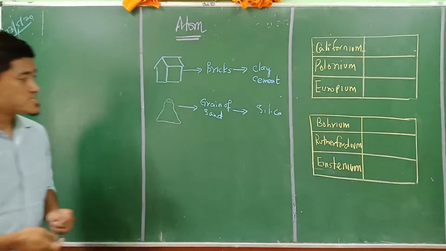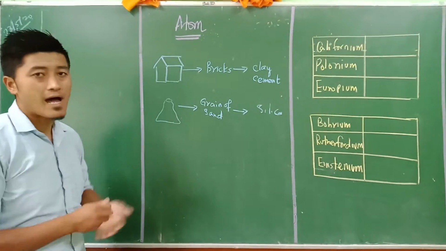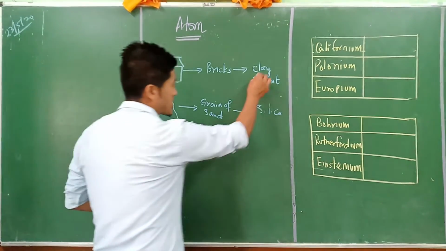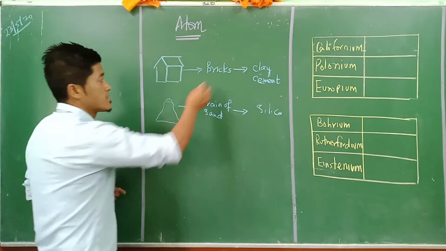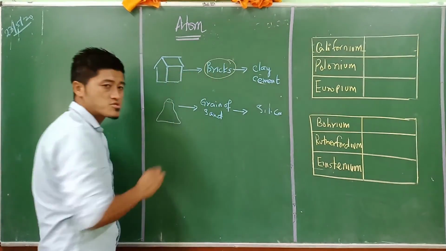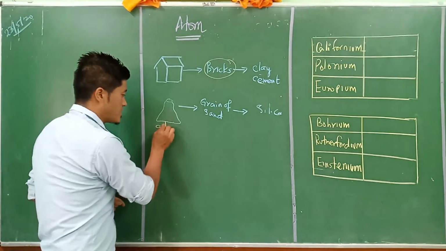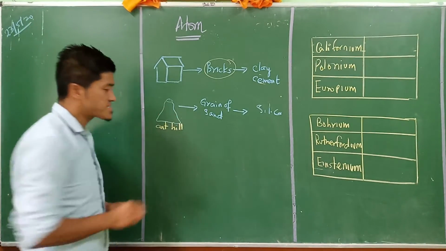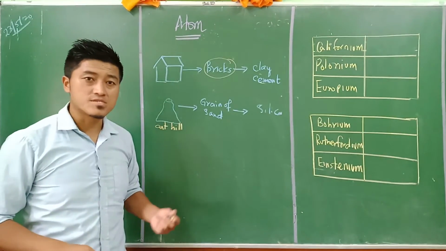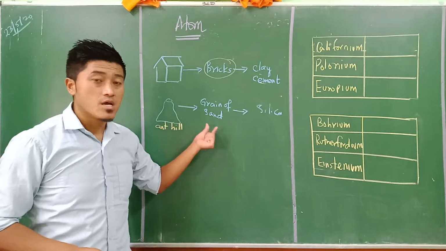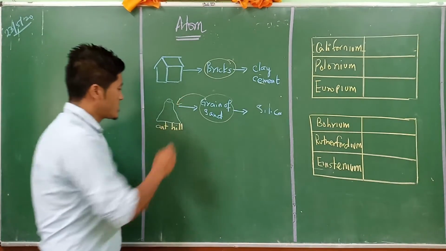Now, if you were asked what the building block of this house is, you are never going to say that clay and cement are the building blocks of the house. Instead, you are going to say that the bricks are the building blocks of the house. And in terms of the anthill, we never say that silica and all the other minerals present in the sand, but instead we say grain of sand is the building block of the anthill.